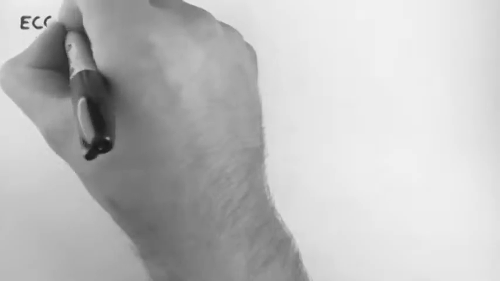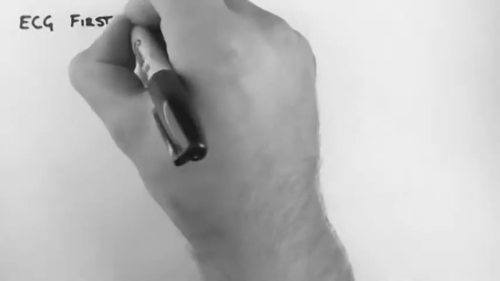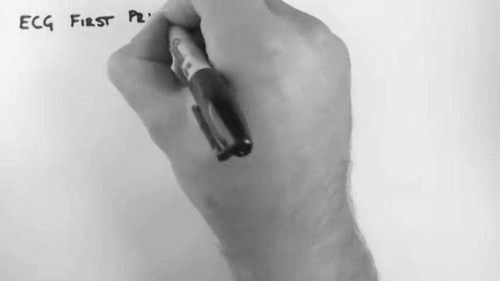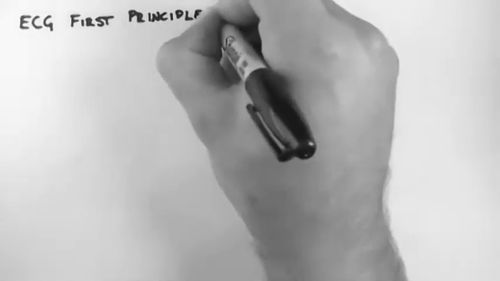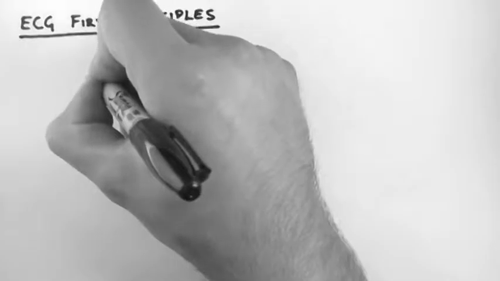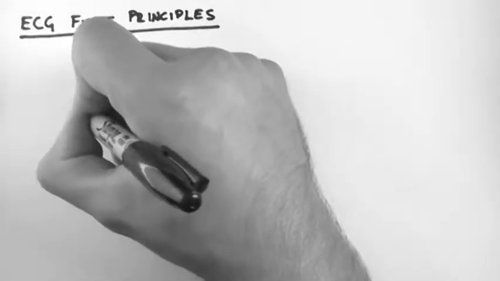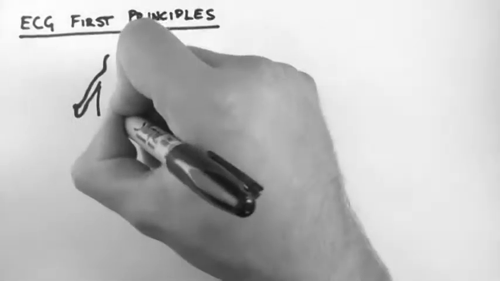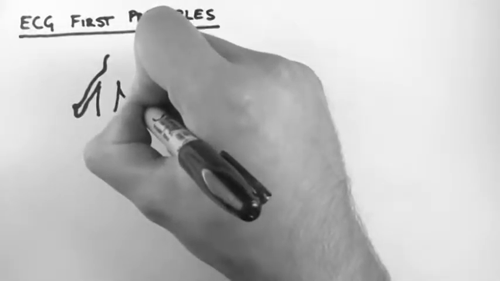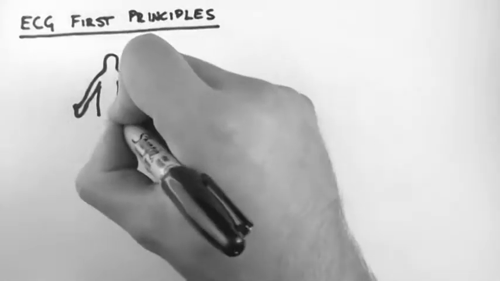Hi, in this tutorial I'm going to talk about electrocardiography. So we'll be looking at the first principles of an electrocardiograph, more commonly known as an ECG or an EKG in the United States. There's a fair bit of information in this tutorial, but I'll try and make it as simple as possible. So first of all, we're going to look at where you attach the leads of an ECG machine to a patient.